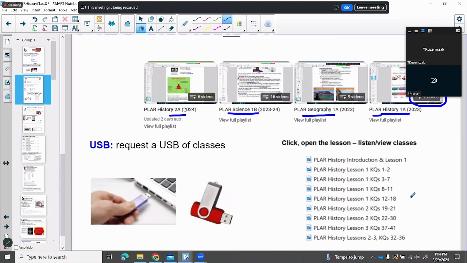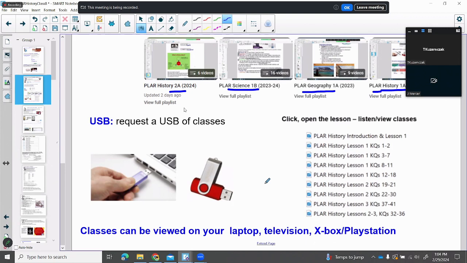If you don't have access to Wi-Fi or internet, you can request a USB of classes. So we just upload the classes on a flash drive. When you get it, insert it into either your laptop, your television, your Xbox, or PlayStation, and then look for the key questions that you may need help with. So for example, if you needed help with key question 20 for PLAR history, then go to the PLAR history lesson 2, key questions 19 to 21. And you could check out key question 20 in that class.